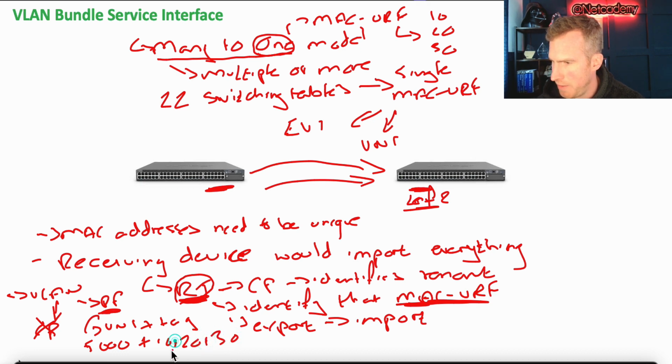Obviously, when that receiving device Leaf 2 received the tunneled packet and saw, you've got this tag 30, but I don't have tag 30 configured, it's just going to drop those packets because it doesn't have a local area network for them. But it still has to import all of those root updates, even if it doesn't have that VLAN configured, because this is the VLAN bundle service interface.